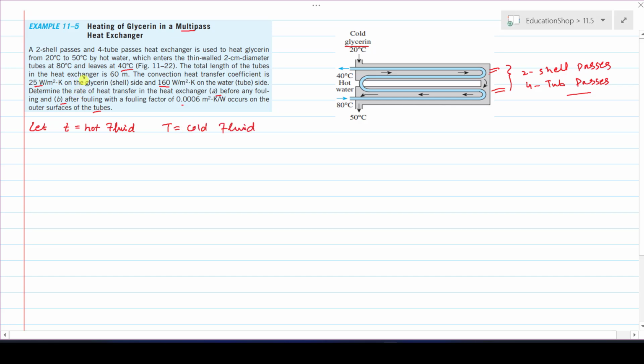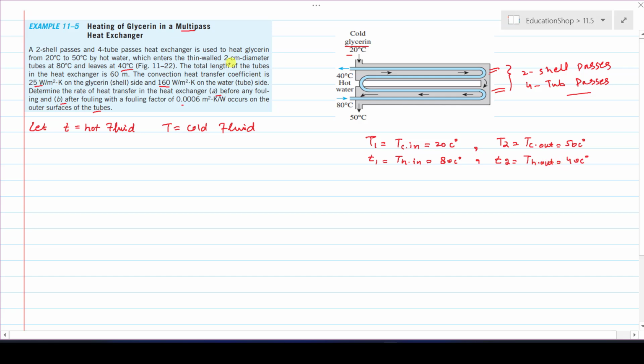Now let's look at what data is provided in the statement, and also in this figure. You can also get the data from this figure. This is the cool fluid inlet temperature, T1, that is 20 °C, and T2 is the cool fluid outlet temperature, that is 50 °C. The hot fluid inlet temperature is 80 °C, and the hot fluid outlet temperature is 40 °C.